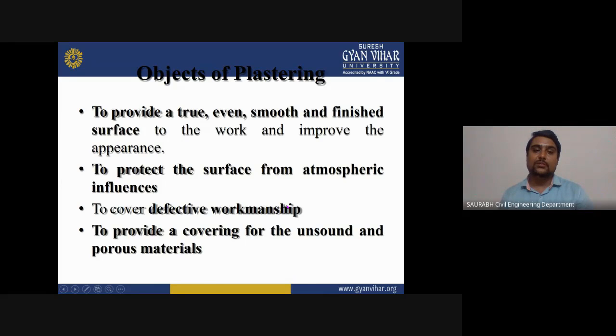Now we will see the objective of mortar. What is the objective of plastering? First, to provide a true, even, smooth and finished surface to the work and improve the appearance. To protect the surface from atmospheric influences, to cover defective workmanship, to provide a covering for unsound and porous material. So, this was the objective of plastering, as you can see here. If anybody asks you what is the objective of plastering, then you can answer that these are the objectives of plastering.